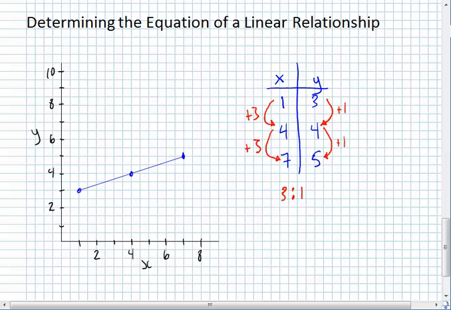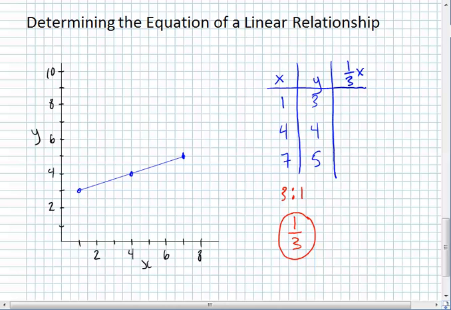But we typically talk about slope being in units of rise over run, so we're going to put the rise, which is 1, for every run of 3. Okay, so that's the slope of our relationship. So now we're going to make a third column like we did before, and simply multiply everything in the X column by a third. And what we get is 1/3, 1 and 1/3, and 2 and 1/3.